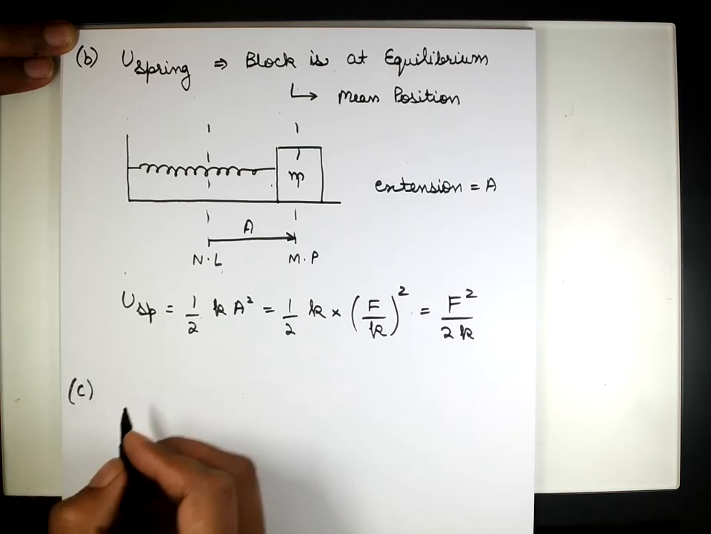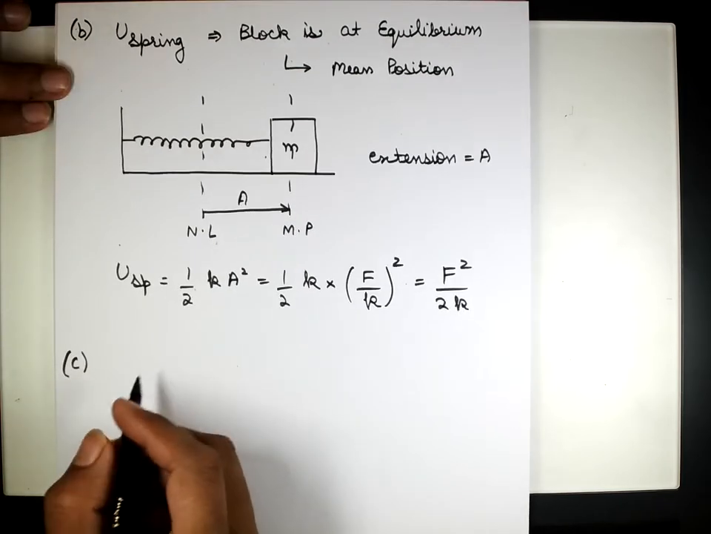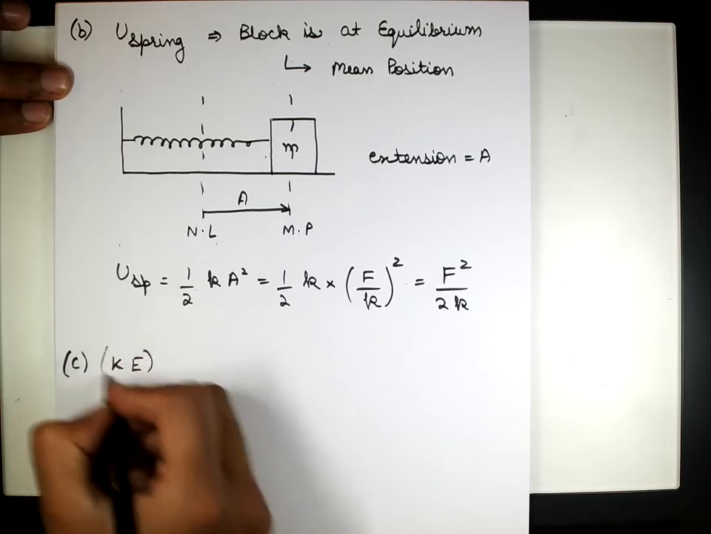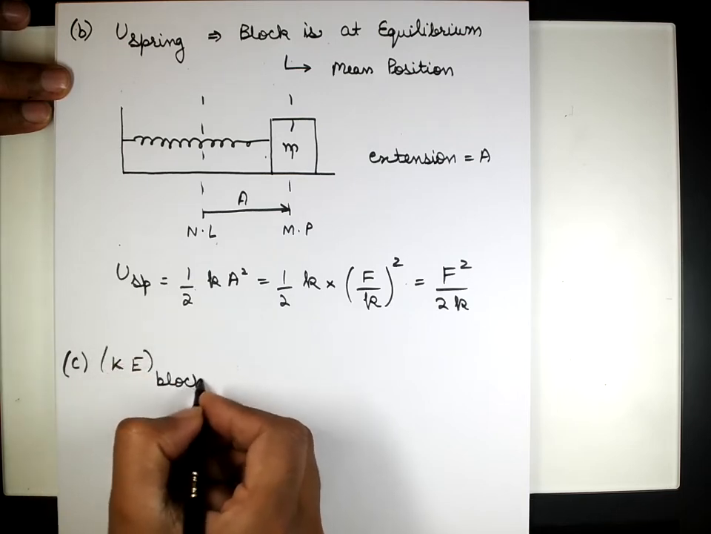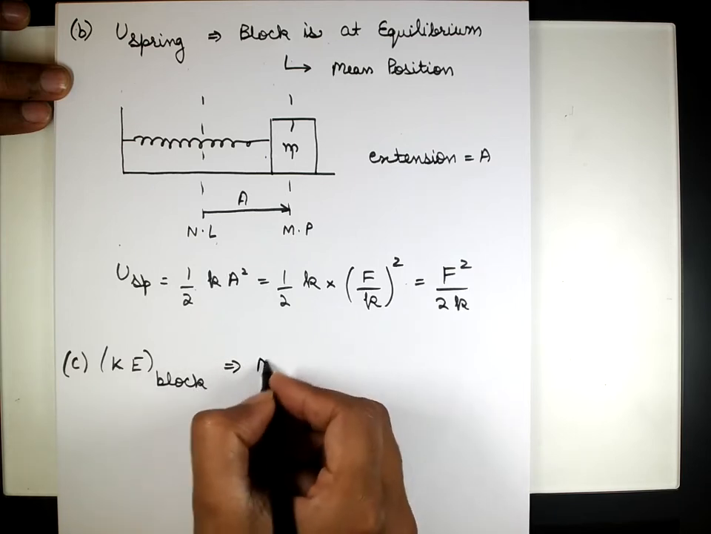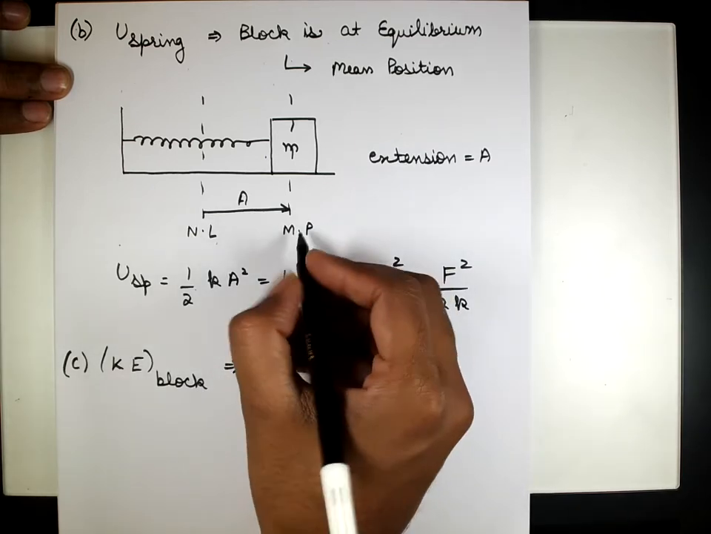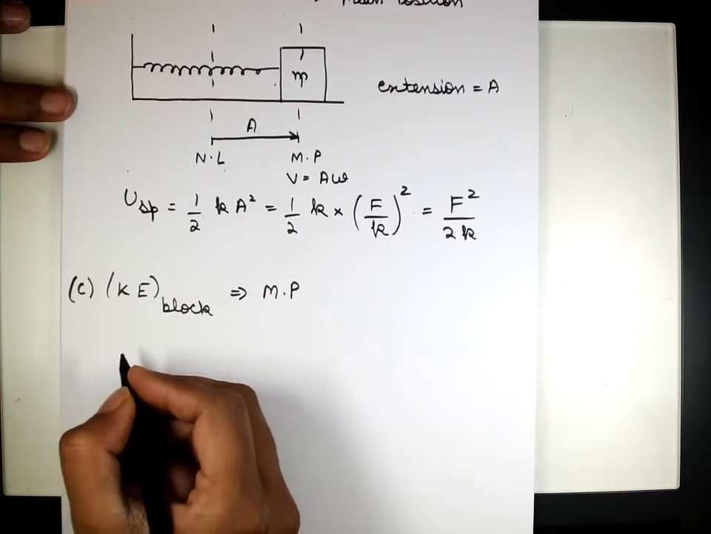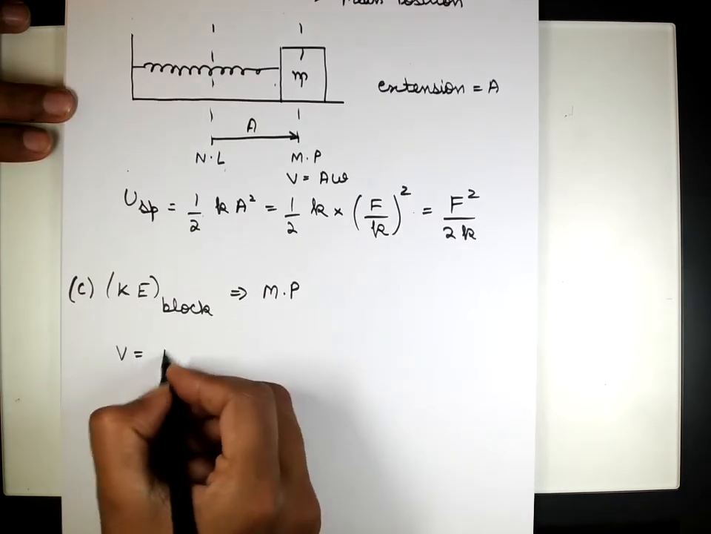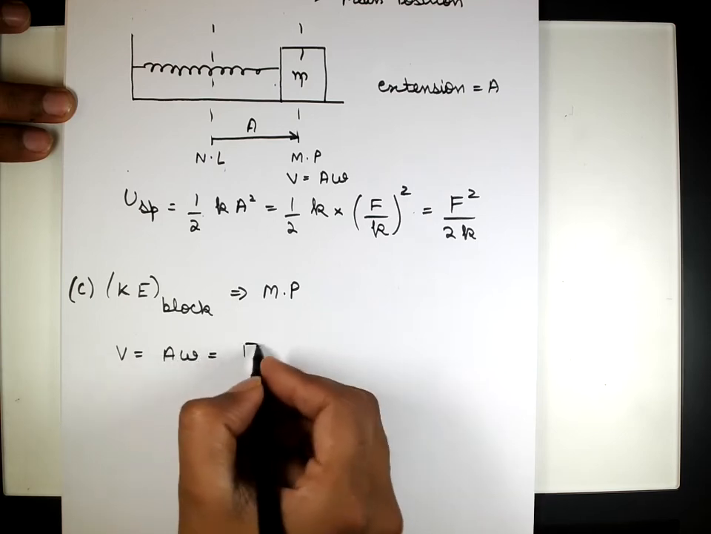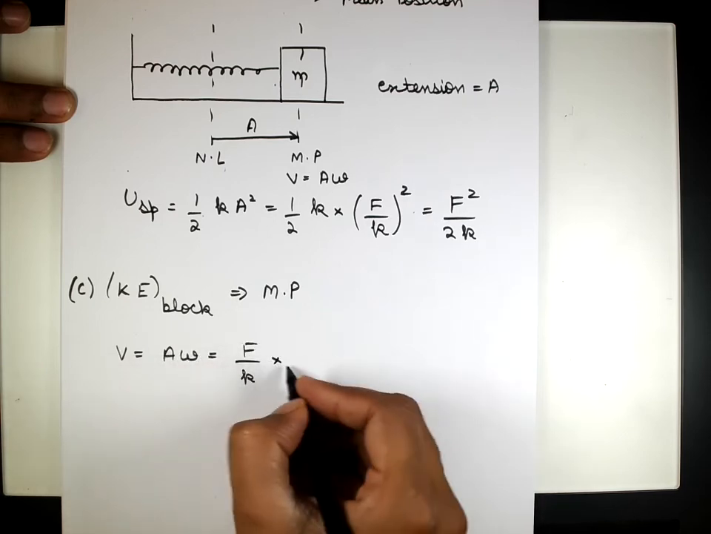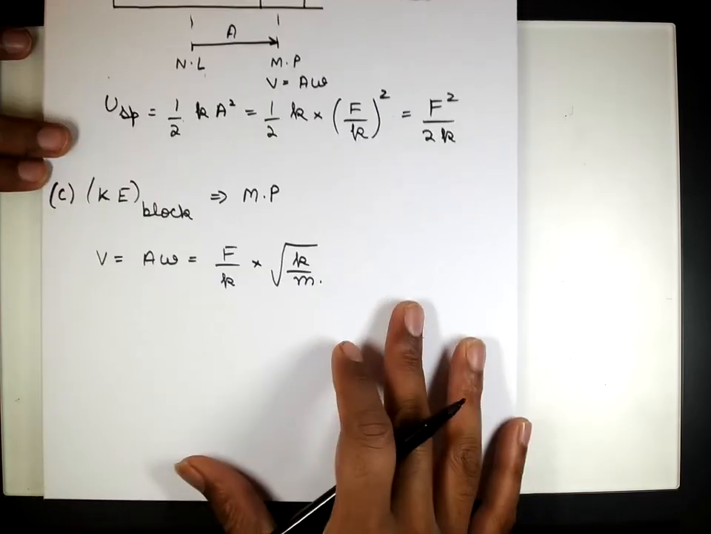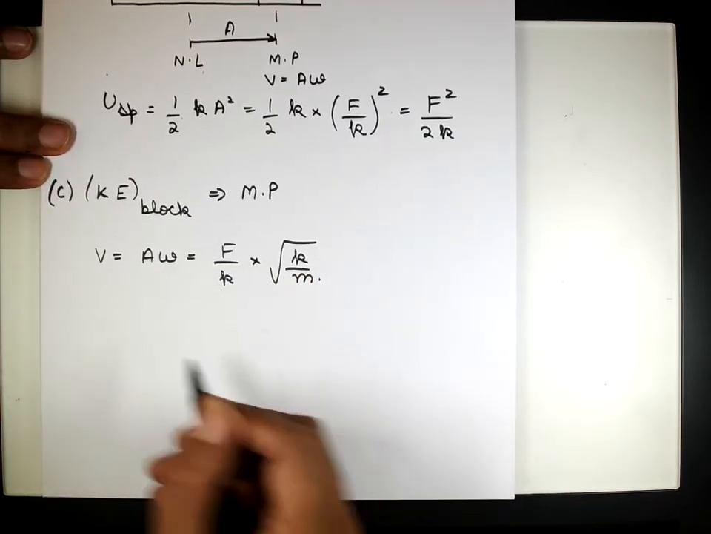In the third part, we need the kinetic energy of the block at this position. Kinetic energy of the block at this position, which we call as mean position. Now we very well know that the velocity at mean position is actually equal to A into omega. So V in this part can be written as A omega, where A can be written as F by k and omega can be written as under root of k by m. I'll write the terms as such. I'll change this thing at a later on stage.